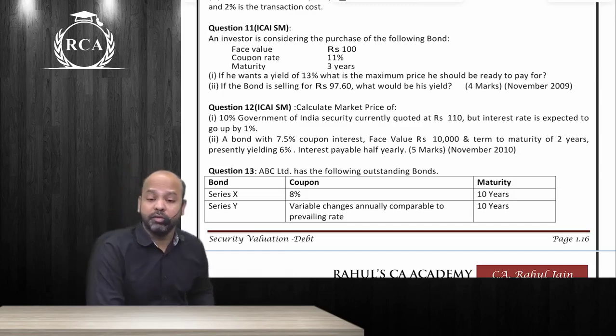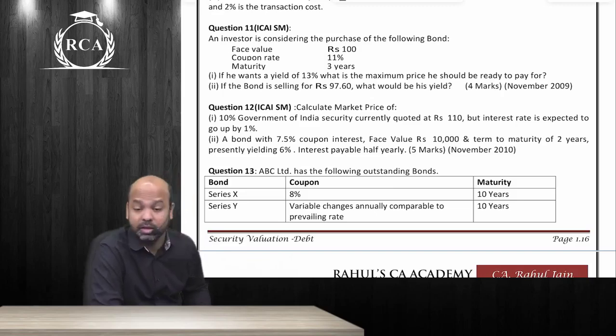Arrive at the value of the bond, guys. You're going to discount all the future cash flows at a rate of 13%. 11 rupees into PVAF at 13% for 3 years and 100 rupees into present value factor.